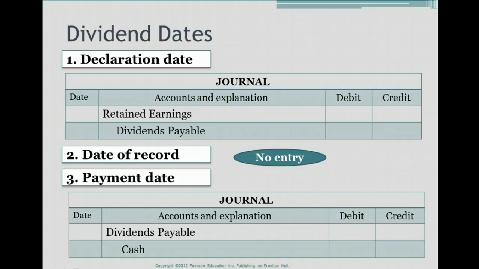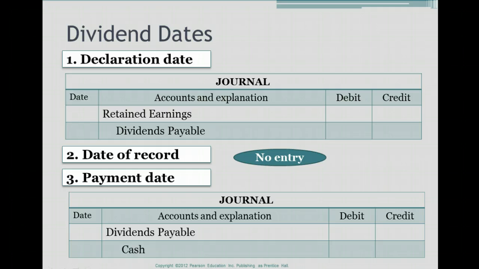The third date is the payment date. This is the date that the shareholders on the date of record will receive the dividend. On this date, we are going to debit dividends payable because we don't owe those shareholders the dividend anymore as we're paying them right now, and then credit cash.